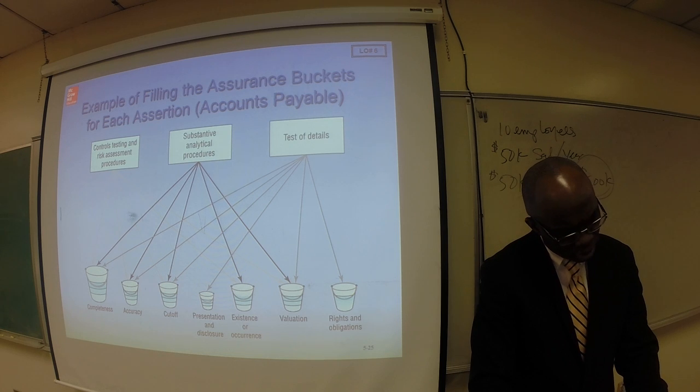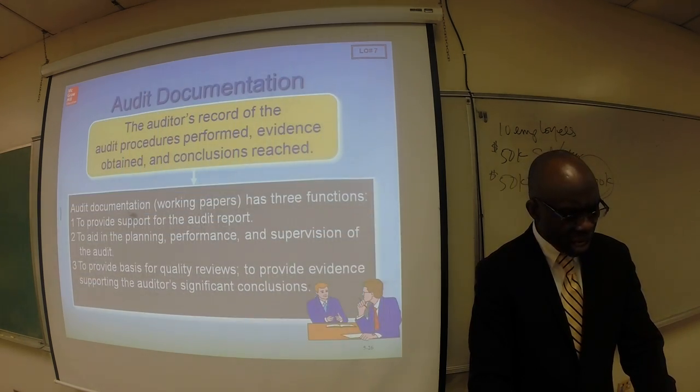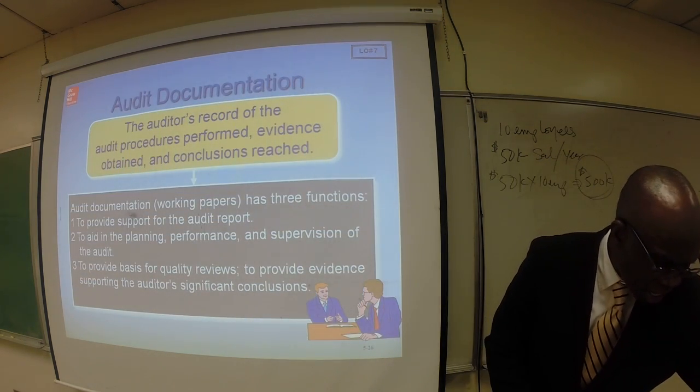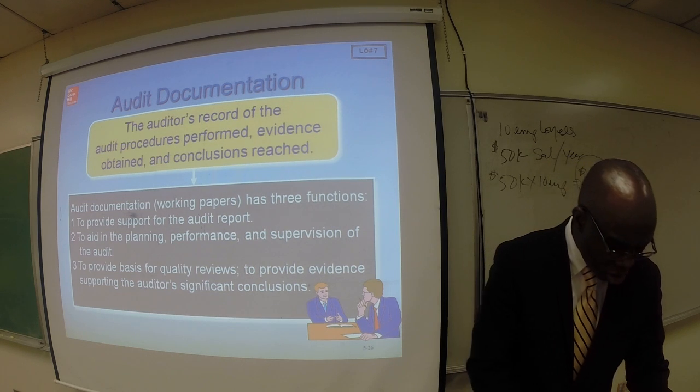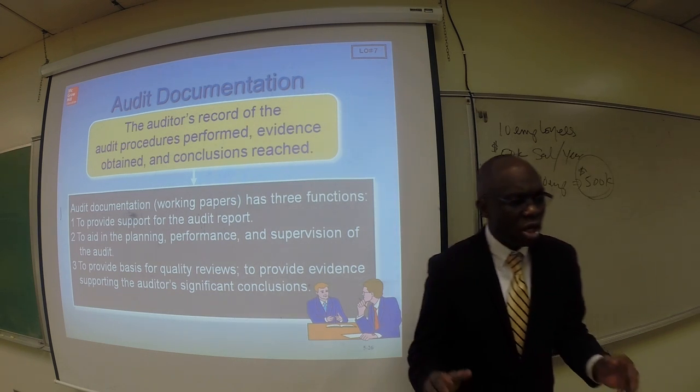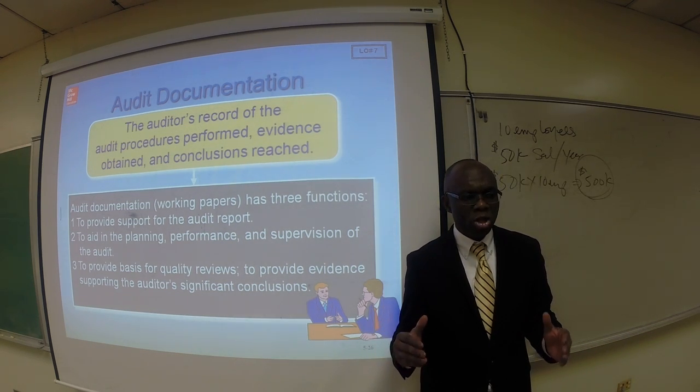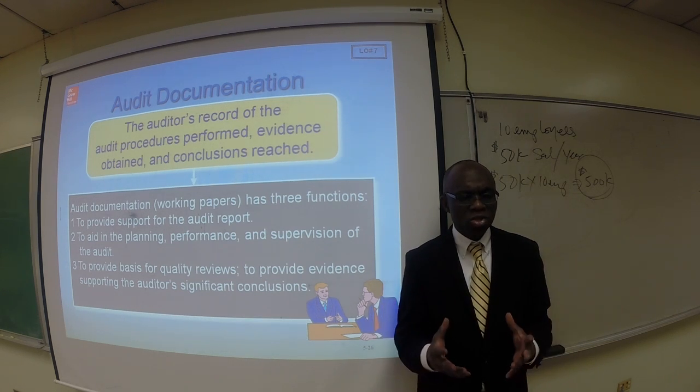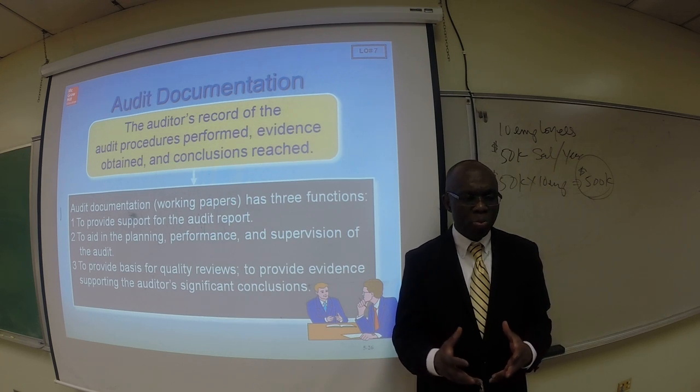In this case, accounts payable. All right. Now, let's take a look at the second part of this chapter, audit documentation. We said that it is the auditor's record of the audit procedures performed, evidence obtained, and conclusions reached. All of this is documented or reflected in audit work papers.